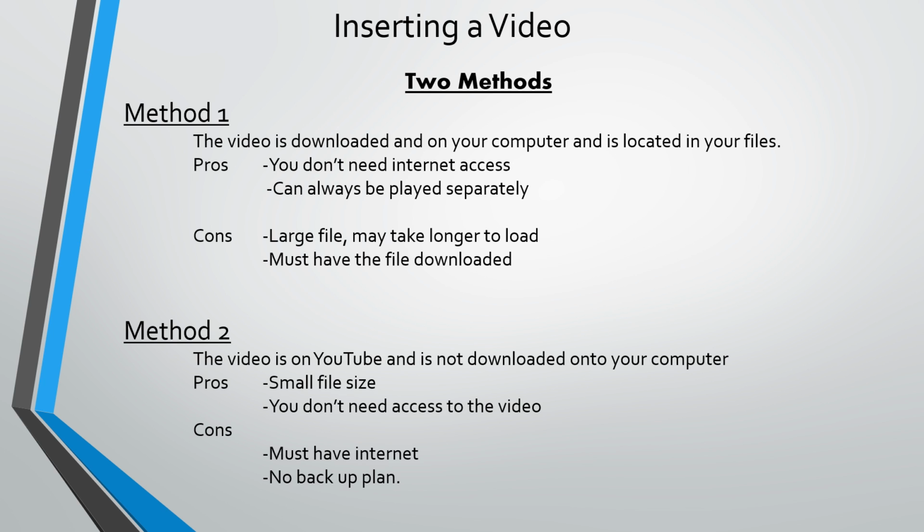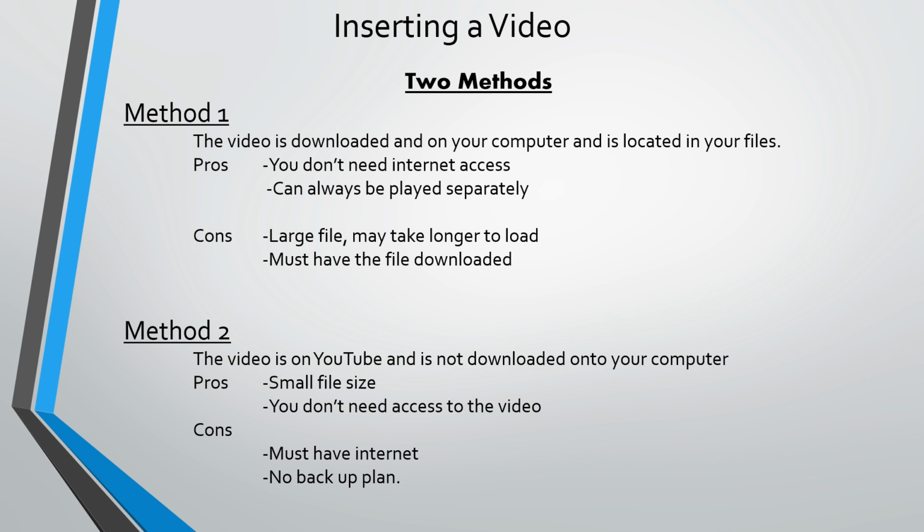The cons for method 2 is you must have access to the internet. This can get very tricky because sometimes the internet will work in one classroom, but it's really slow in another classroom, or the firewall may go nuts and decide to block it on that particular day. So you have to be very, very careful with method 2.